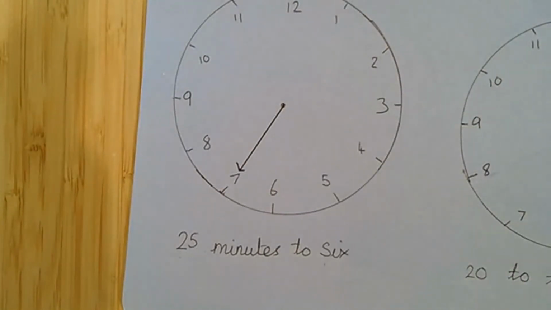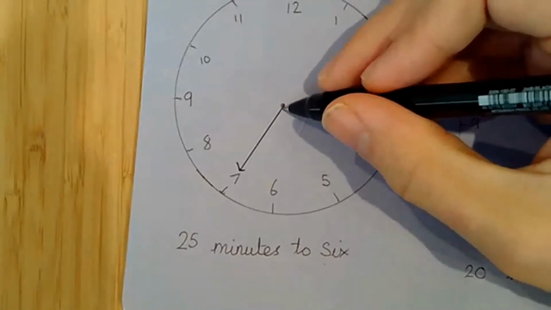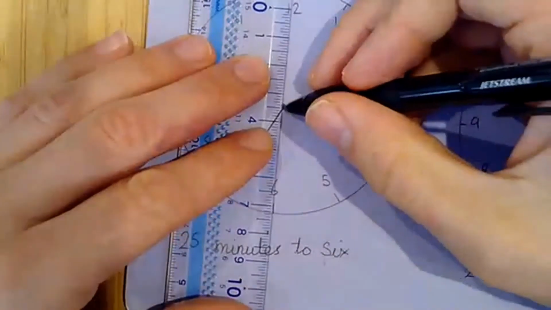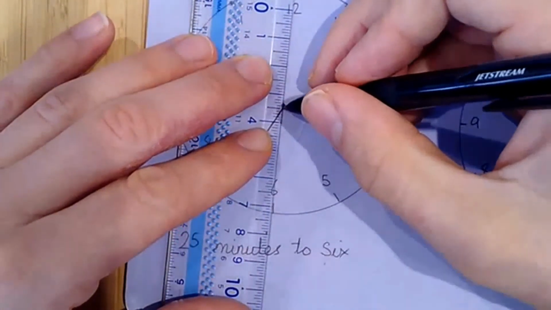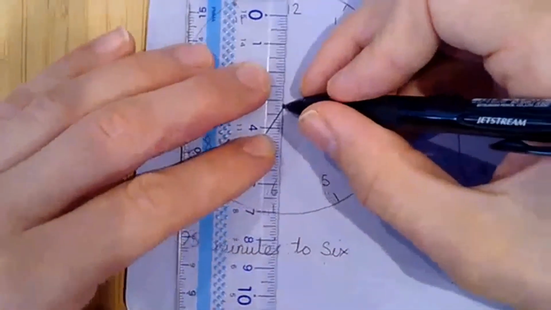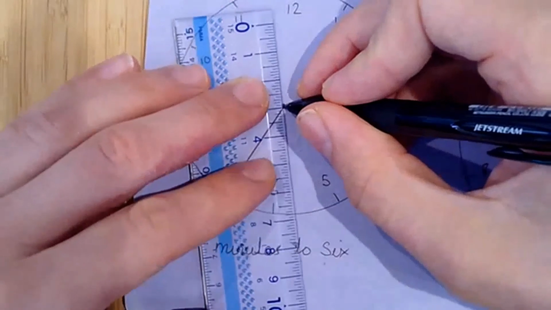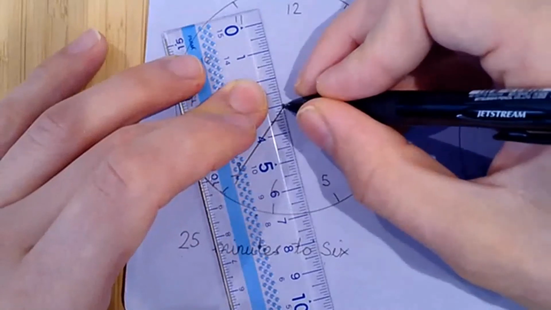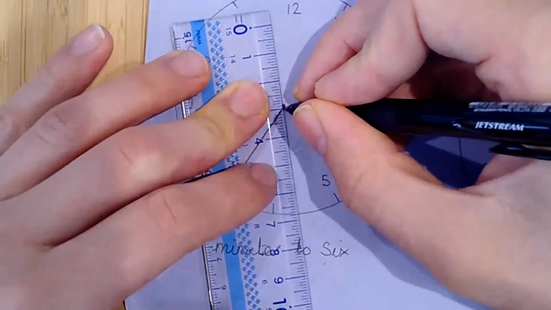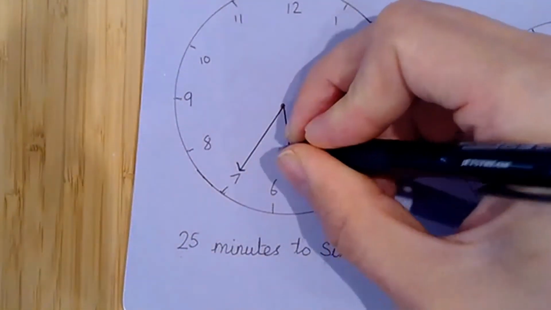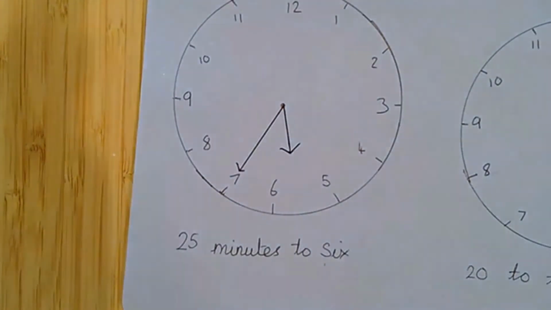Now I need to draw the hour hand. Well, it's 25 minutes to 6. We're approaching 6 o'clock. So we're approaching the hour hand pointing directly at the 6, but it's not there yet. Why? Because it's not 6 o'clock. It's 25 minutes to 6 o'clock. So the hour hand must go before the 6. Not halfway between the 6 and the 5, because that's when it's half past. So around here, and this is something that we'll work on throughout our learning of time. Okay, so it is difficult. I appreciate that.